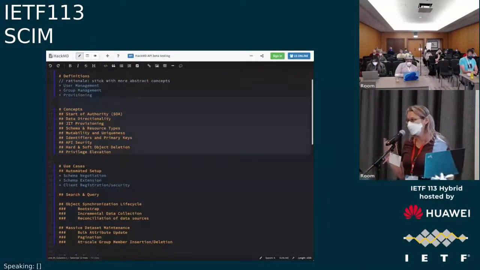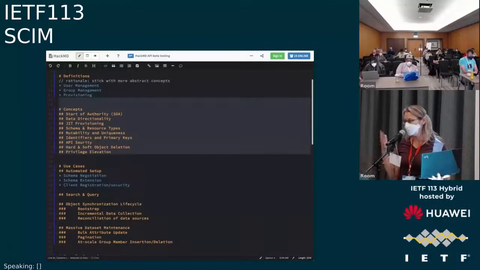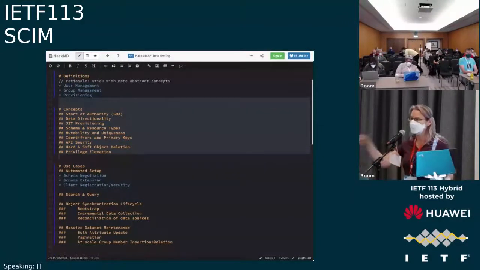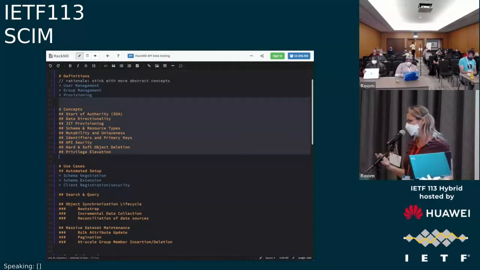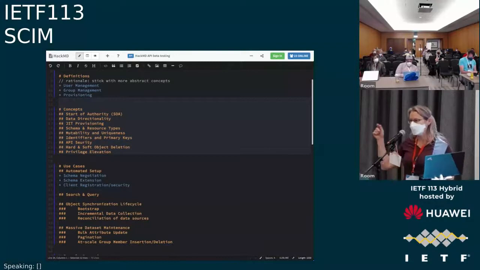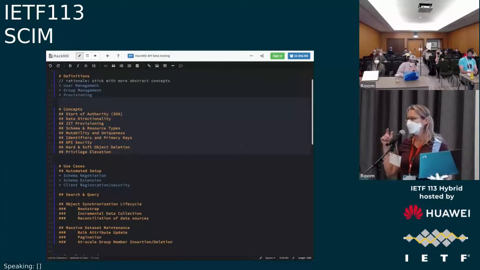So this, being able to say that a given entity is authoritative for an attribute, or authoritative for an account, is sort of the idea behind start of authority. Data directionality: the idea of is it master-slave, or are you just pushing things straight out, or is it bidirectional sharing? Because in the case of bidirectional sharing, it obviously matters on an attribute-by-attribute basis which party in the transaction is authoritative for what.